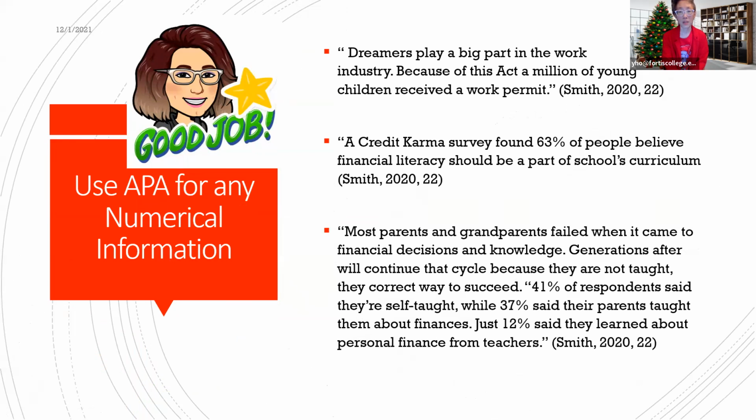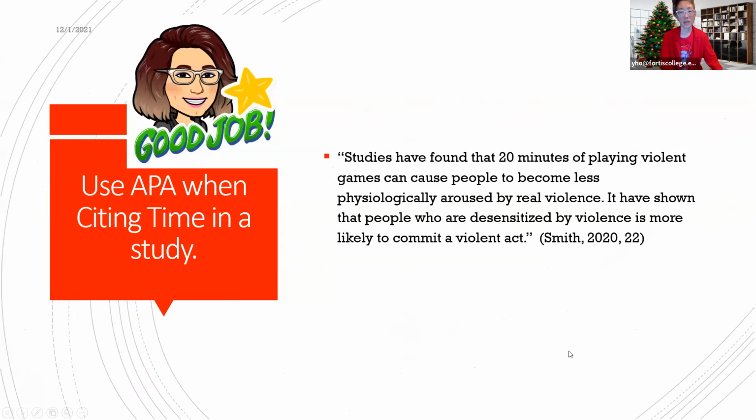Dreamers play a big part in the work industry. Because of the Dreamers Act, 1 million young children received a work permit. And so here, because you're using numbers like 1 million, you need to cite the source. A Credit Karma survey found 63% of people believe financial literacy should be part of the school's curriculum. You've got to cite the source. Here you have 41%, 37%, 12%, and you've got to cite the source. And here, even if you're talking about time, 20 minutes, you need to cite the source.